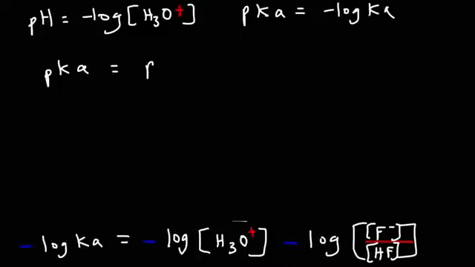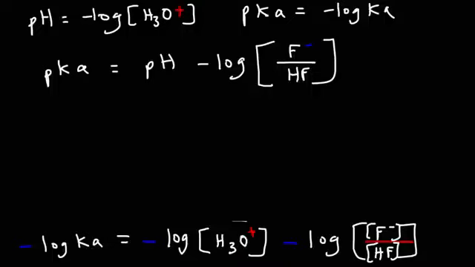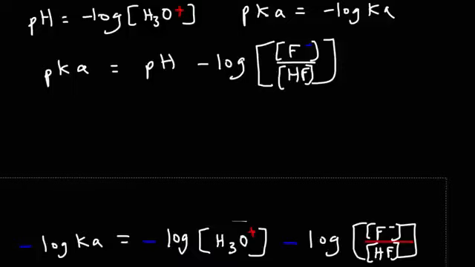So we have pKa is equal to the pH minus the log of the base. In this case, the base is F minus divided by the acid, HF. Now you could put this in parentheses to indicate concentration, but since you have a ratio, it could be in moles as well. Because moles and molarity, they have the same ratio, given the same volume of the solution.